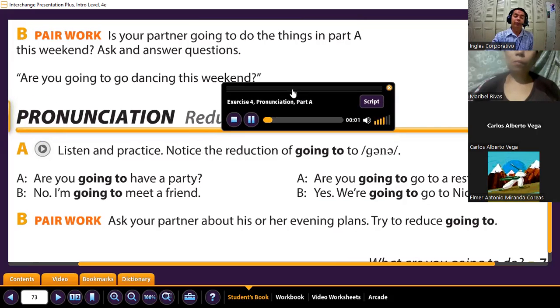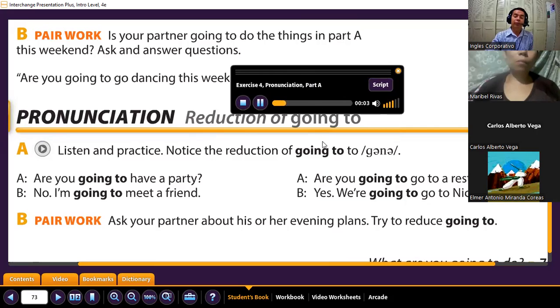Page 73, Exercise 4, Pronunciation. Reduction of going to. Part A. Listen and practice. Notice the reduction of going to gonna. Are you gonna have a party? No, I'm gonna meet a friend. Are you gonna go to a restaurant? Yes, we're gonna go to Nick's Cafe.